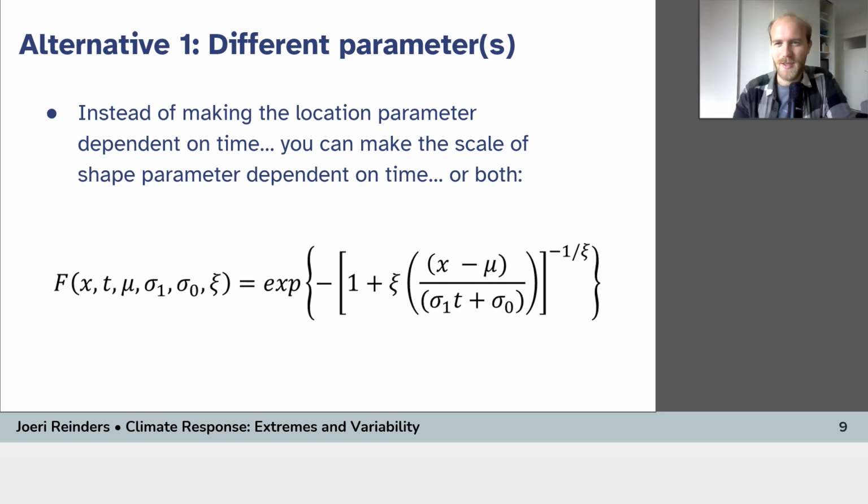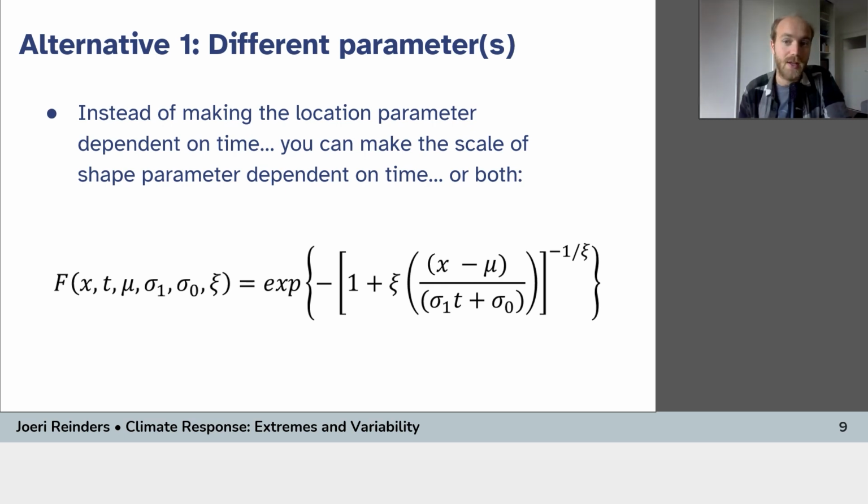Do we always have to make our GEV distribution linear on the location parameter? Of course not. There are a bunch of things you can do differently to see if that model better fits the data that we have. For example, you can look at different parameters. In tutorial 6, you saw that different parameters have different effects on our record. So sometimes we'll see a record where the scale parameter is changing, and then you can find something like this.